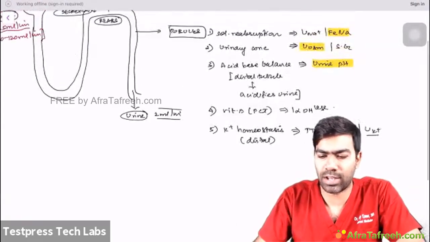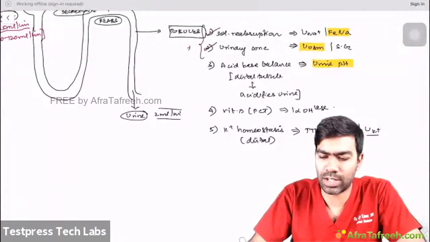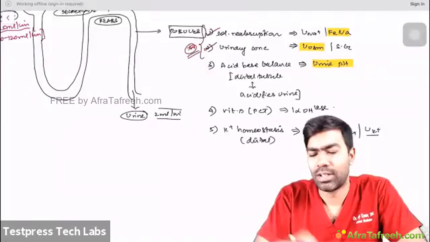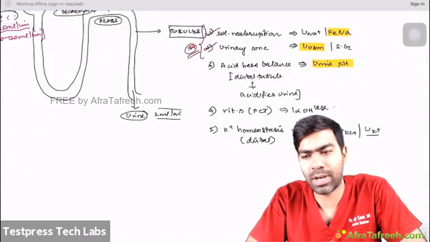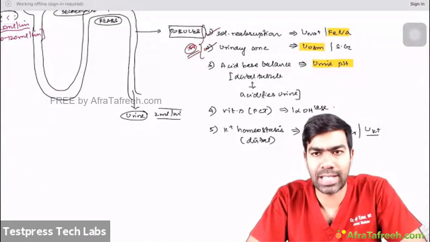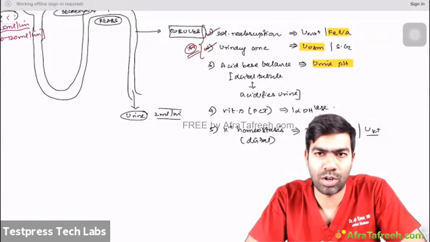So these are the 5 quintessential functions of the tubules, in which the first 2 functions are the most important as far as the exams are concerned: the solute reabsorption function and the urinary concentration function. Apart from that, other things like acid-base balance, vitamin D synthesis, that is active vitamin D, calcitriol synthesis, and potassium homeostasis also play a very important role in this setting.